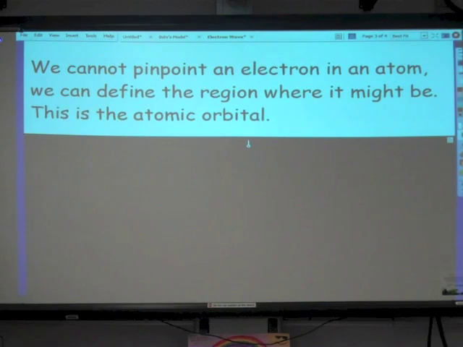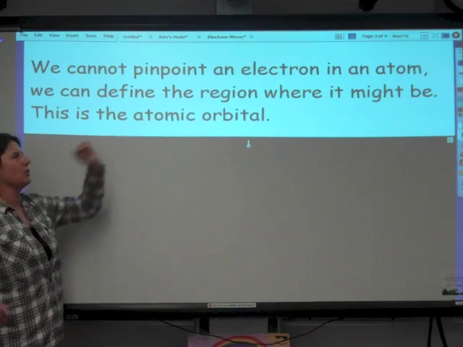We cannot pinpoint an electron in an atom. We cannot predict at any point in time where that electron is going to be, because it's behaving like a wave. It's everywhere at once. But we can define the region where it might be. And we call this region the atomic orbital. So we say that atomic orbitals are clouds of negative charge. And that's the way we think of electrons in atoms, as clouds of negative charge. Not as a single entity somewhere in its orbit around the nucleus, but instead its negative charge being everywhere at once.